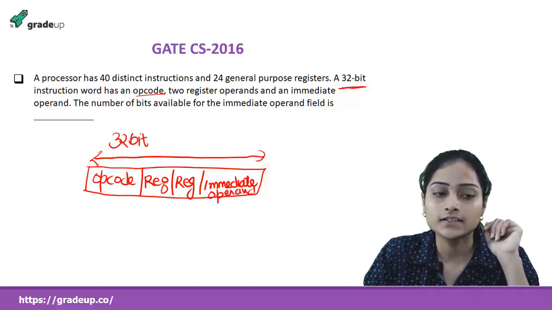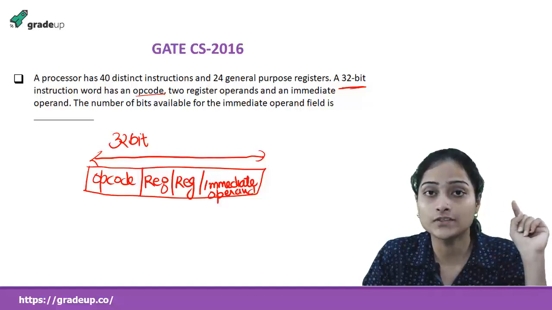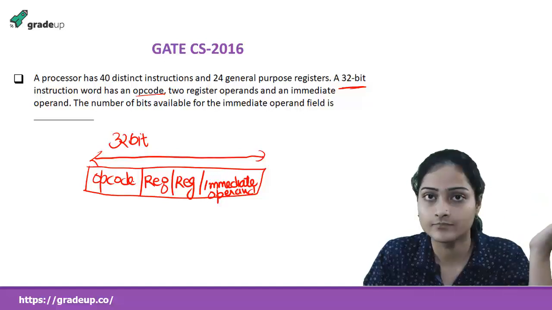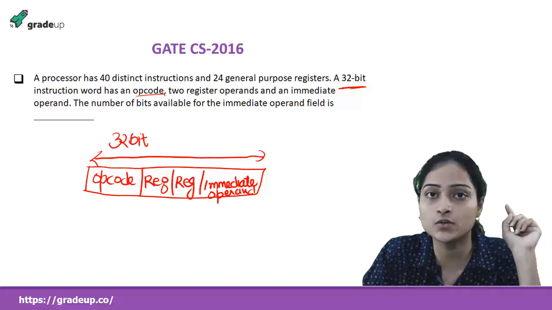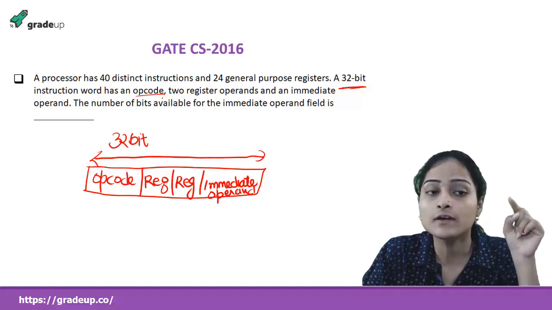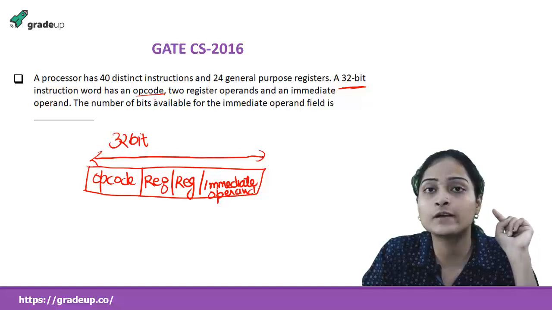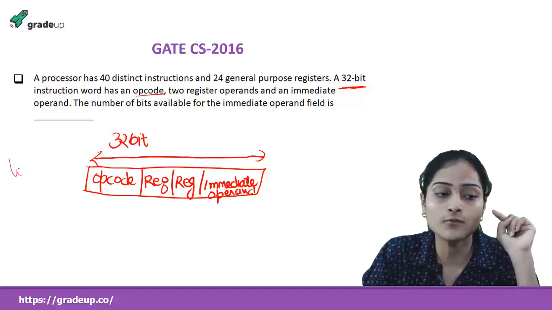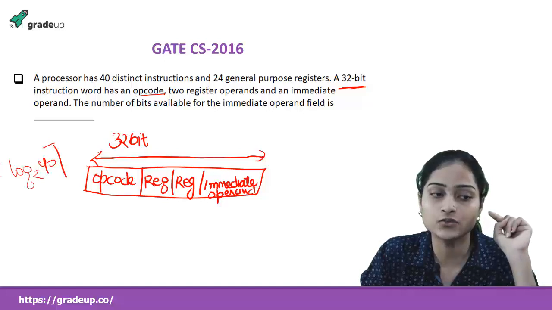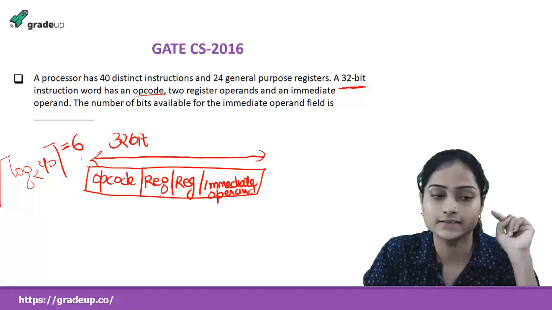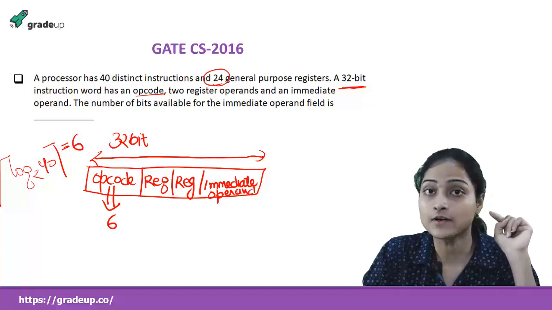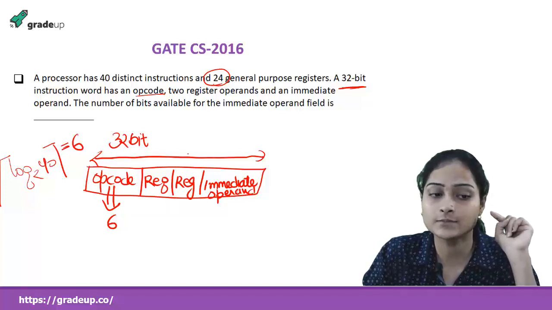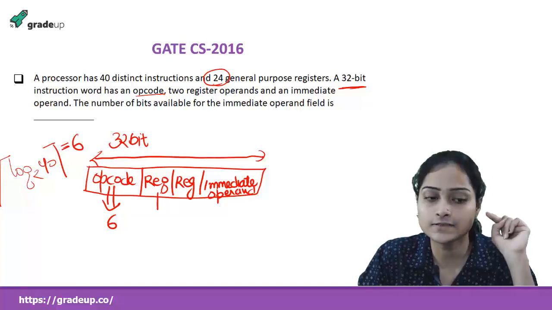See guys, the opcode tells the number of operations we are going to perform in my system. Here we have 40 distinct instructions, which means 40 distinct operations. For representing 40 distinct operations, the number of bits we need is log 2 of 40, taking the ceiling value, which is 6. So for the opcode, I need 6 bits. For representing 24 general purpose registers, the bits I need are log 2 of 24, ceiling, which is 5. So each register operand also needs 5 bits.